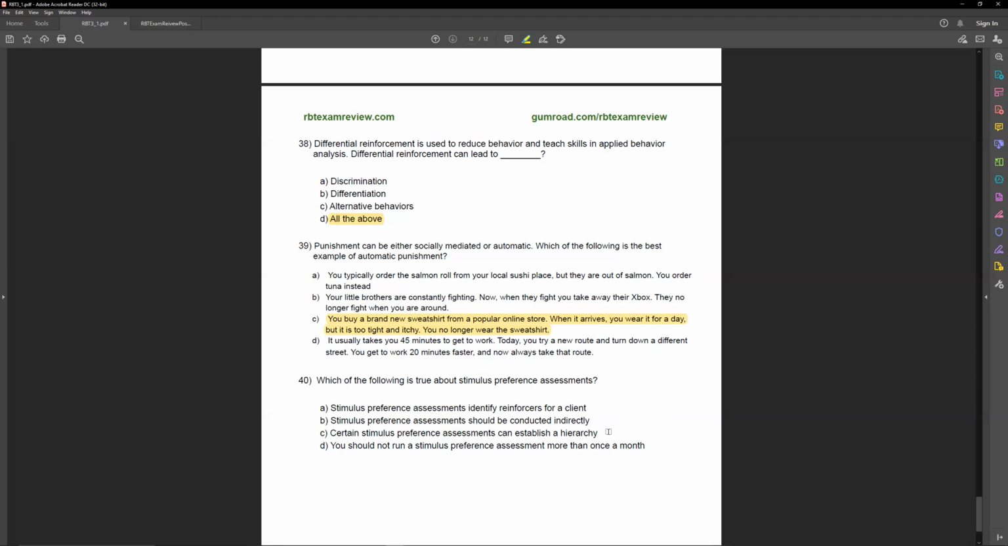C, certain stimulus preference assessments can establish a hierarchy. Sure, right? That's definitely true, okay? We know forced choice can, right? If we have 4 items and we do a forced choice, we can figure out item 1, 2, 3, 4 based on the hierarchy. C looks good. D, you should not run a stimulus preference assessment more than once a month. No, you should constantly be updating your preference assessment charts and hierarchies, making sure you know at all times what your client prefers to identify potential reinforcers, okay? So what is true is, certain stimulus preference assessments can establish a hierarchy.